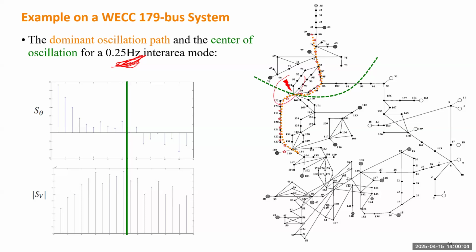So if you have a disturbance in that area, that will cause the north region to oscillate against the rest of the south region. And for this case, the oscillation path will be this path, that will have the largest current variation. And the oscillation center is actually on that point. That one is confirmed by the mode shape, the magnitude of the mode shape on the bus voltages. So that indicates that point will have the largest voltage variation and the smallest angle variation.